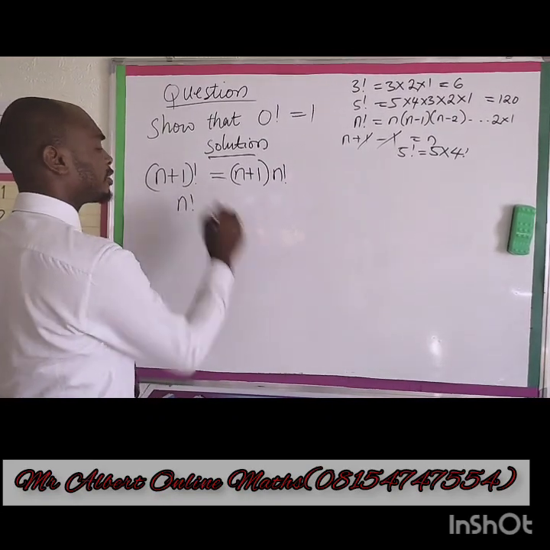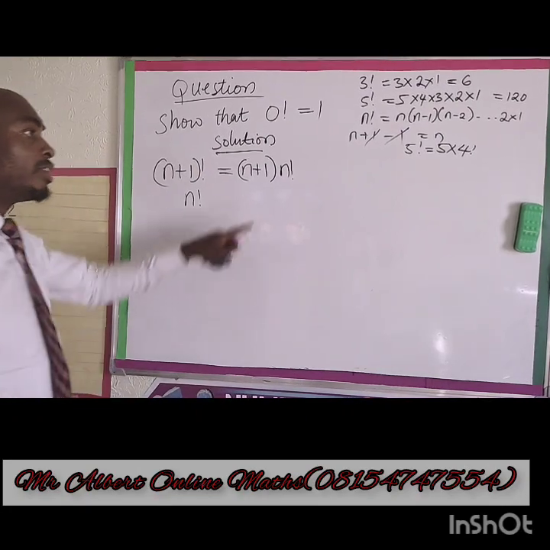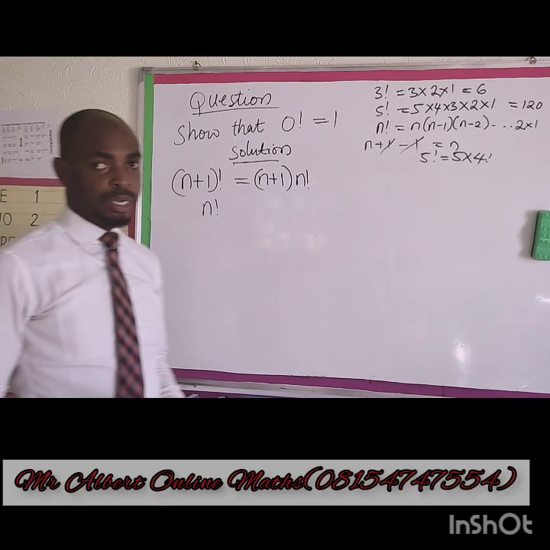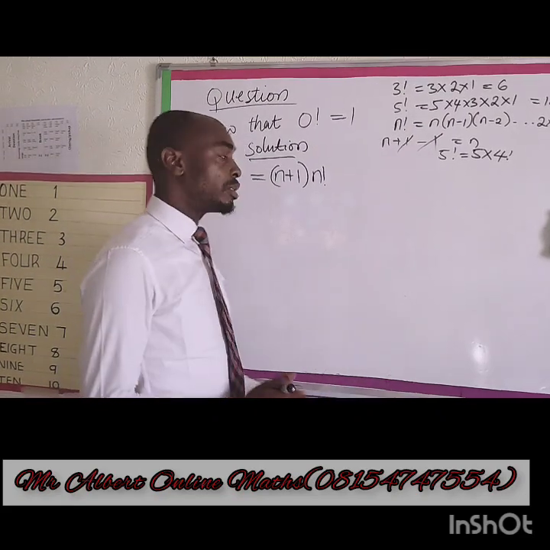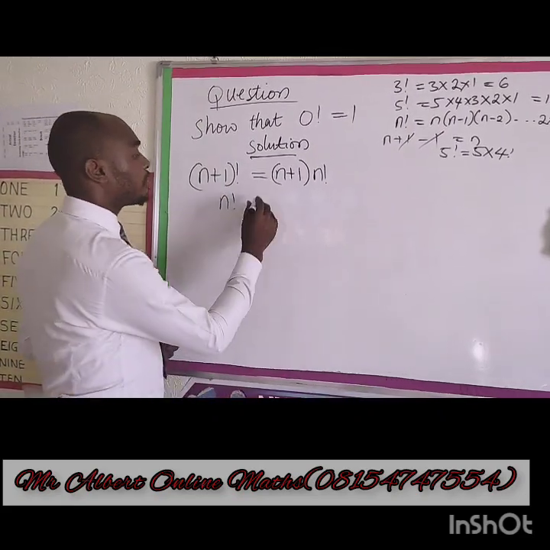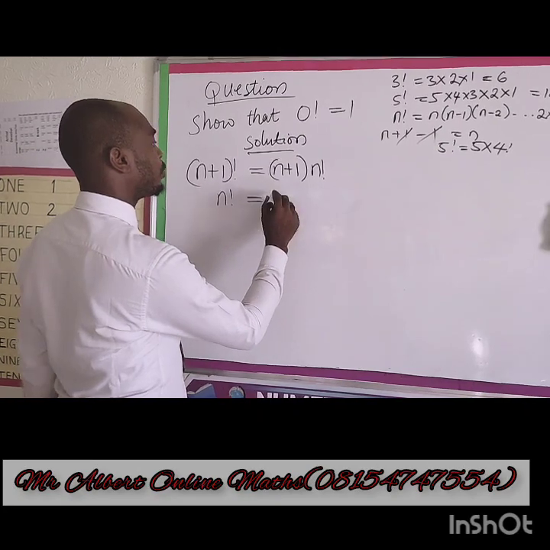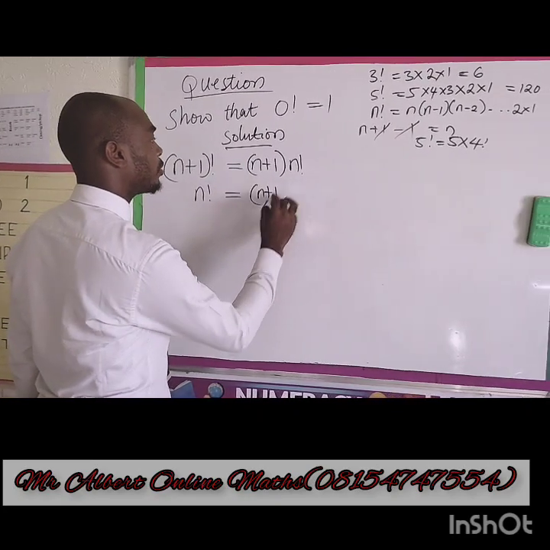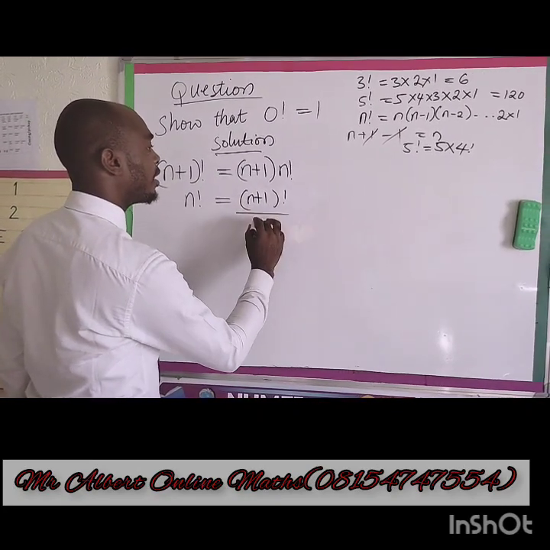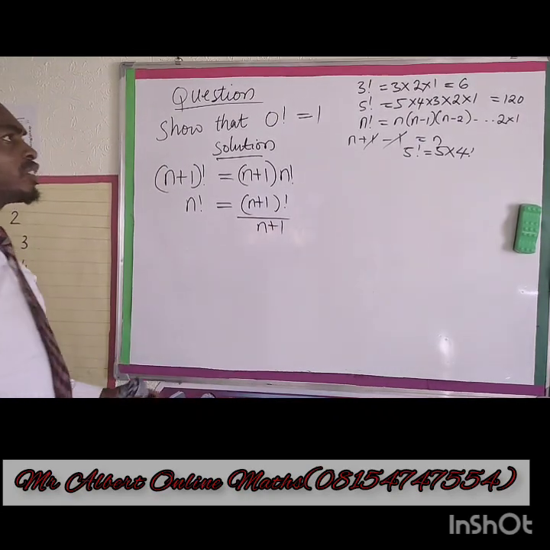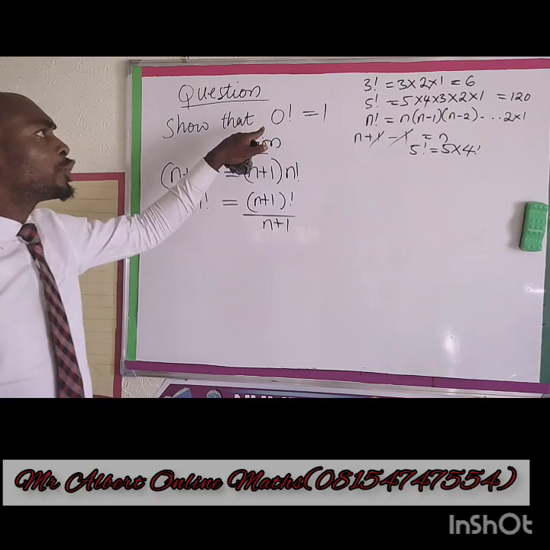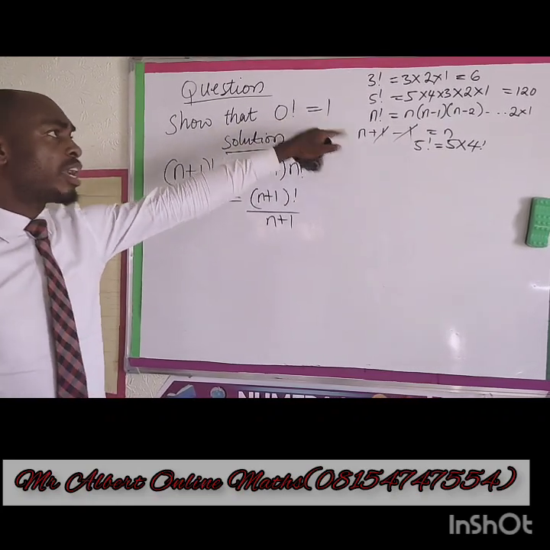Remember, when you want to make something the subject of the formula, you divide both sides by whatever n factorial stands with by multiplication. Now at this point, it's going to be n plus 1 factorial all over n plus 1. This is what we have. But the question says we should show that 0 factorial equals 1.